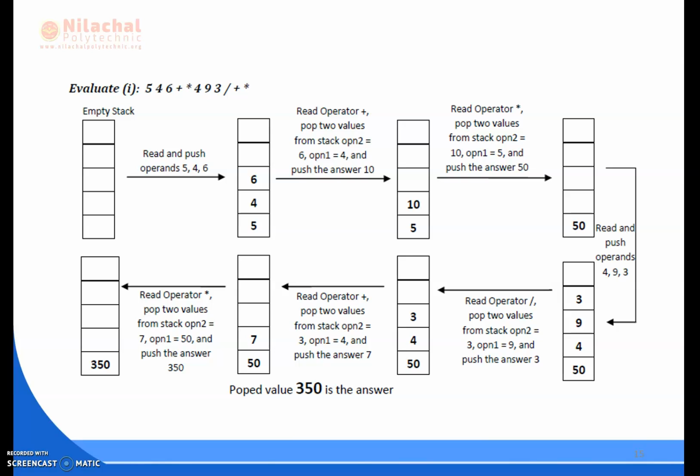So finally this postfix expression has been solved by the operations on the stack, and we get the value as 350. At the last step the answer will be popped out from the stack and we will get 350 as the result.